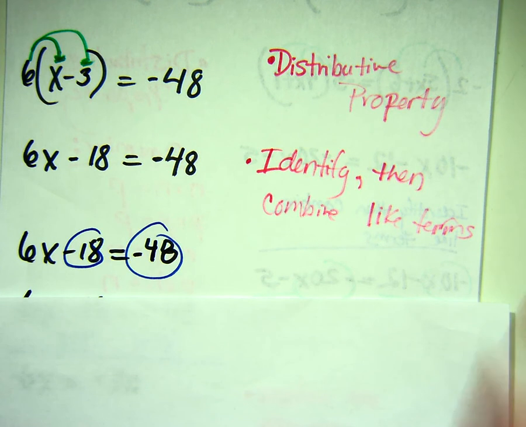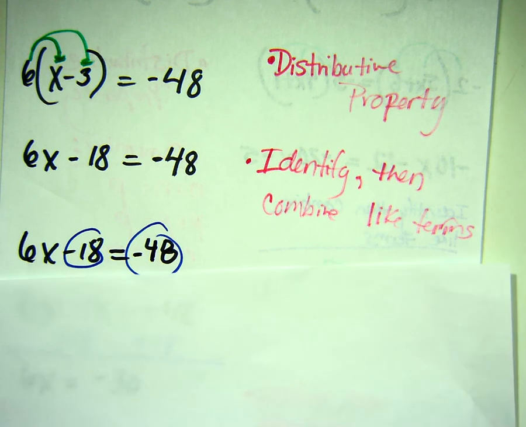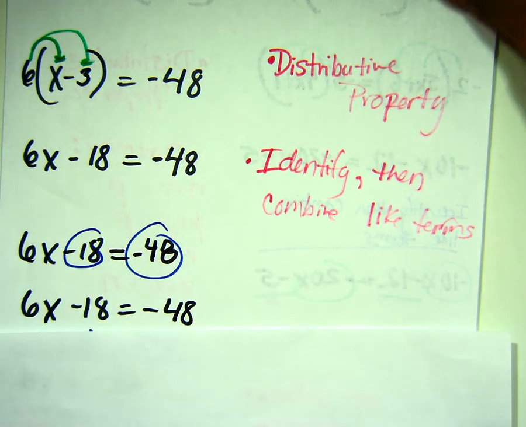So notice how I circled the negative 18 and the negative 48. Those are not just like terms because both of them are negative. They're also like terms because both of them do not have a variable. Hence, they're called constants. The negative 48 is already isolated. So what we're going to do is add 18 to both sides of the equation. Hence, we're going to balance the equation.